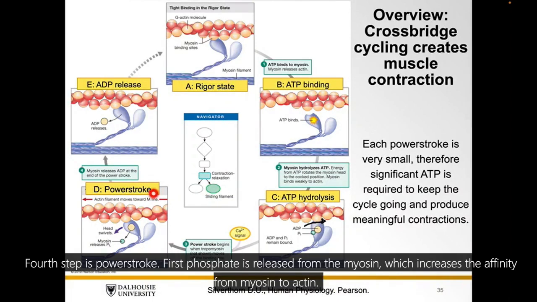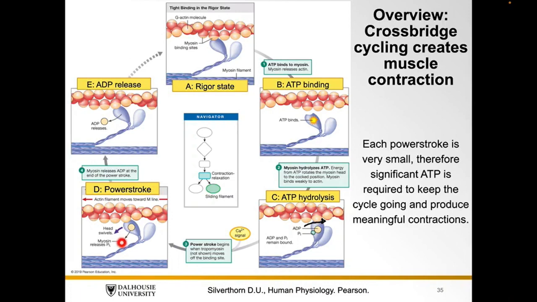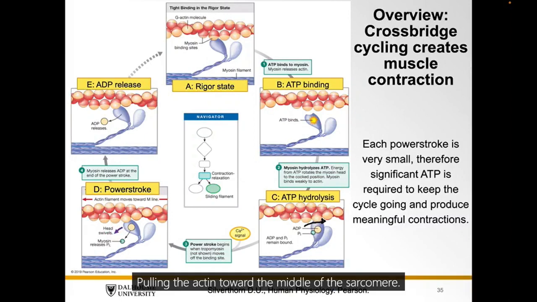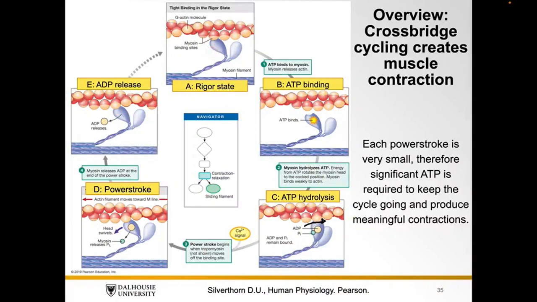Fourth step is power stroke. First, phosphate is released from the myosin, which increases the affinity from myosin to actin. So the bond here is very, very strong. And then the head of the myosin swivels, pulling the actin toward the middle of the sarcomere, making the sarcomere a tiny bit smaller. And finally, ADP is released from the myosin head. This increases, once again, the affinity between actin and myosin, and we're back to step A.